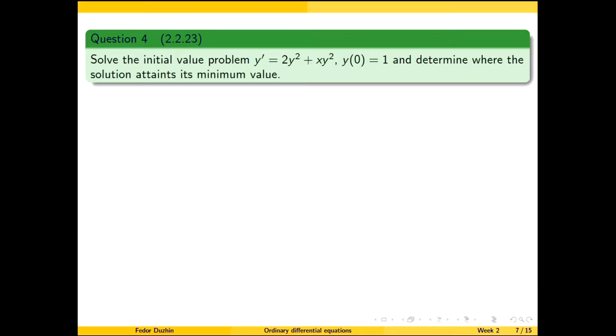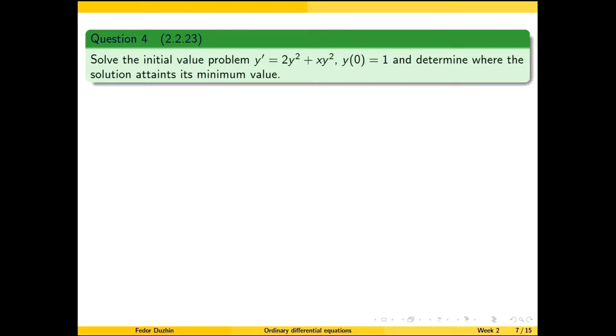Now the objective is not just to solve the initial value problem, but also to determine where the solution attains its minimum value. So what I'm going to show now is that it is better to solve the second part first, and then to solve the initial problem. In other words, I'm going to show that it is possible to find where it attains its minimum value without actually solving the initial value problem.